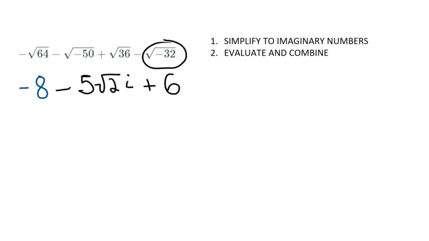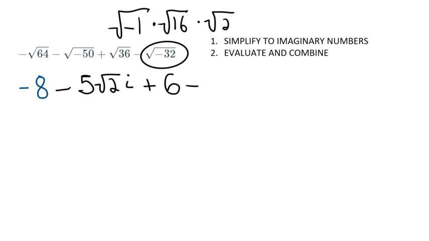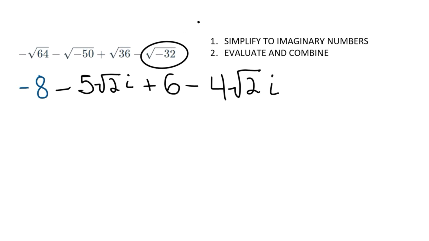And then we're going to subtract the square root of negative 32. Well, the square root of negative 32 is the square root of negative 1 times the square root of 16 times the square root of 2. The square root of 16, well, we kind of already know that, don't we? It's going to be 4. And we're going to have 4 square root 2, which can't be simplified, i. So we've done step number 1, simplifying the imaginary numbers. Now, we're going to combine the like terms.